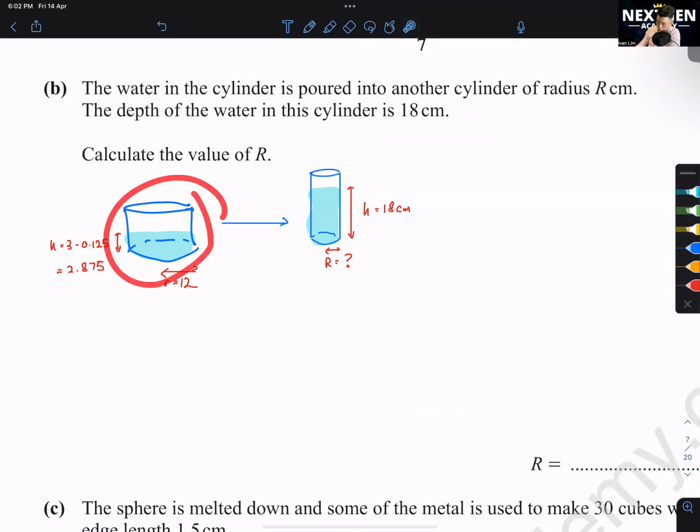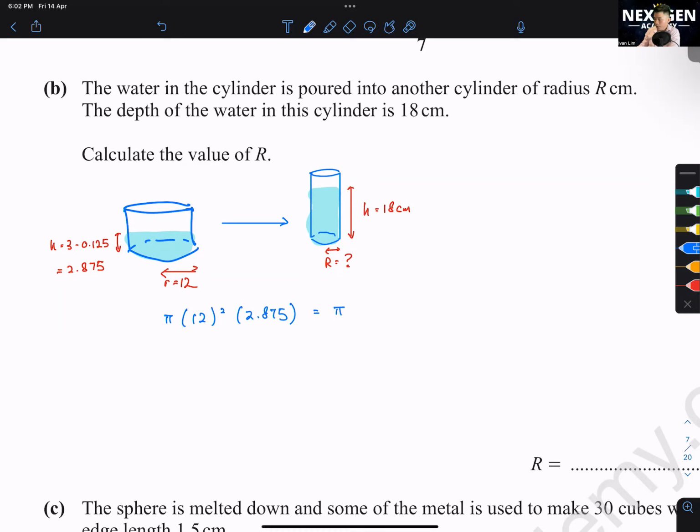This volume is equal to this volume, right? So you'll get pi r square height. So pi 12 square times 2.875 will be equal to pi r square height. Just calculate it. The pi and the pi cancel off. So 414 equals 18 r square. R square equals 23. R equals 4.80.